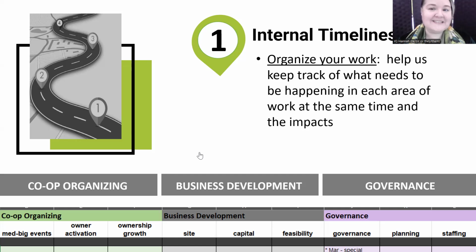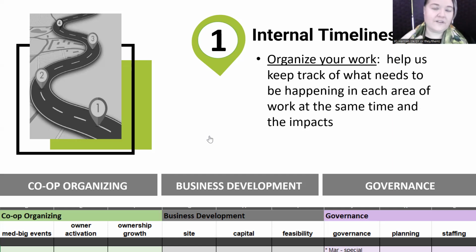So this tool, the internal timelines, comes from the piece of the development framework called the areas of work, which are co-op organizing, business development, and governance. A good internal timeline for a startup food co-op is going to cover these three areas because these are where we have to be working in every stage. We've got to get co-op organizing done, we've got to do business development, and we've got to do governance. In different stages there are different levels of focus on each, but in every stage of a startup food co-op's development in the framework, we are doing all three areas of this work. So the internal timeline covers those three areas and makes sure we know what needs to be happening and are keeping track.